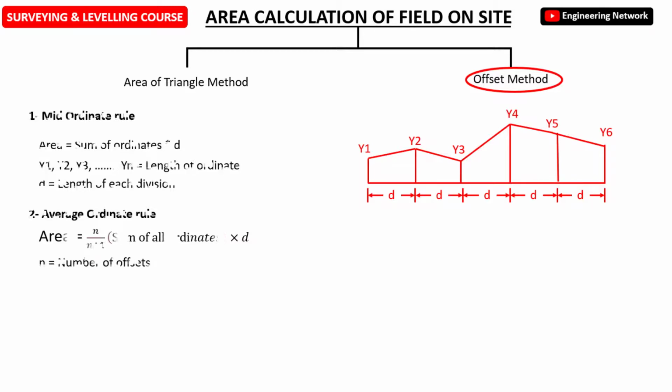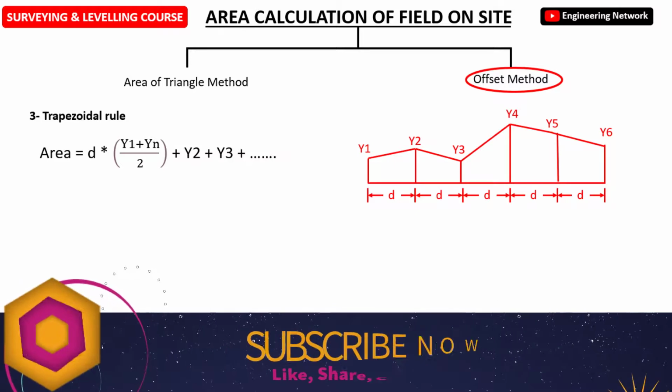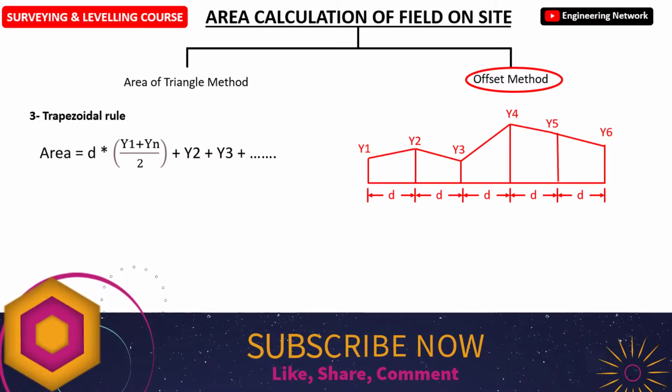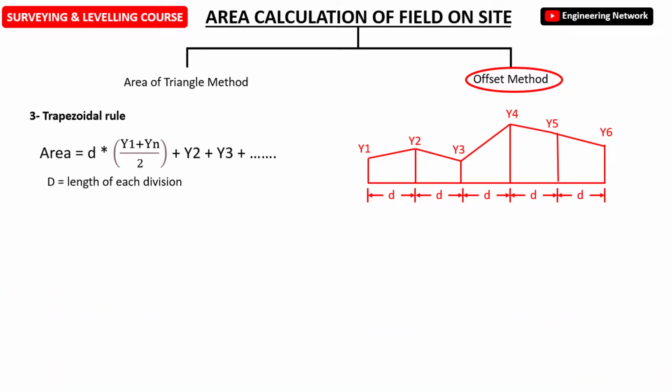The third rule is the trapezoidal rule. The formula is: area is equal to d into [(y1 plus yn) divided by 2, plus y2 plus y3 and so on]. In this formula, this small d is the length of each division. If you look at this example, we basically have 5 divisions and each division has a length of d, and yn refers to the last ordinate.